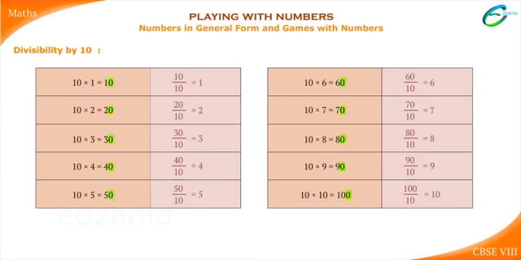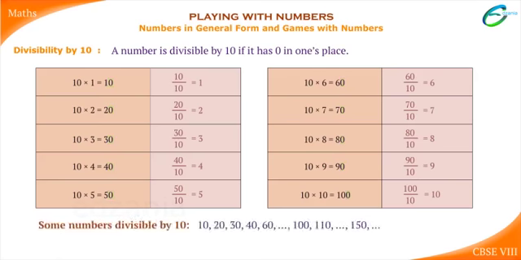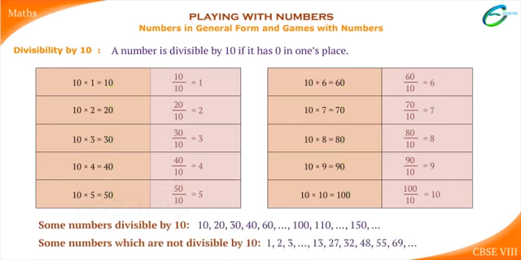All the numbers which are divisible by 10 have 0 in ones place. So we can state that to be divisible by 10, a number must have 0 in ones place. Remember that a number is divisible by 10 if it has 0 in ones place. Here are a few numbers which are divisible by 10 and a few which are not divisible by 10.